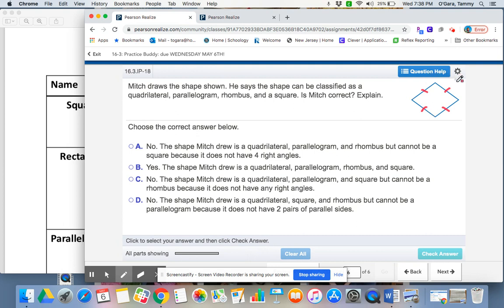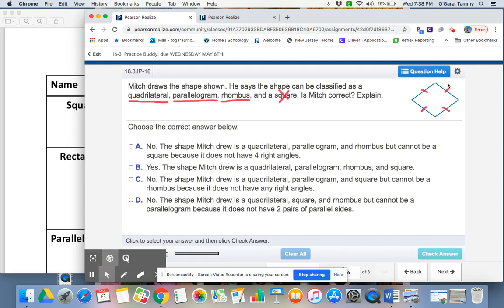This shape, however, does not have 4 right angles. So it did fit quadrilateral because it had 4 sides. It did fit parallelogram because it has 2 pairs of parallel sides. It does fit a rhombus because all 4 sides are also equal, but it does not fit the square because it does not have right angles.